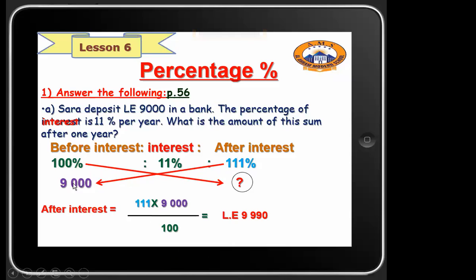9,990. As you see, the money that she put in the bank was 9,000. After 1 year, she's going to get 9,990 because she has 11% as interest.